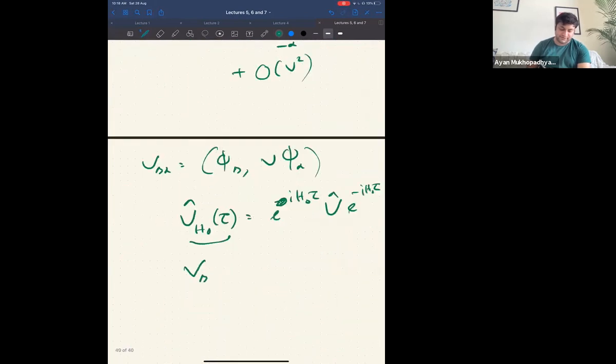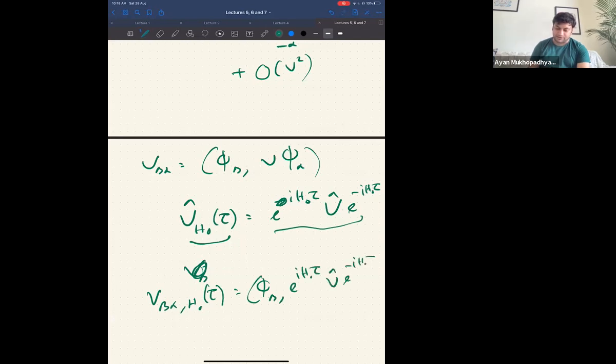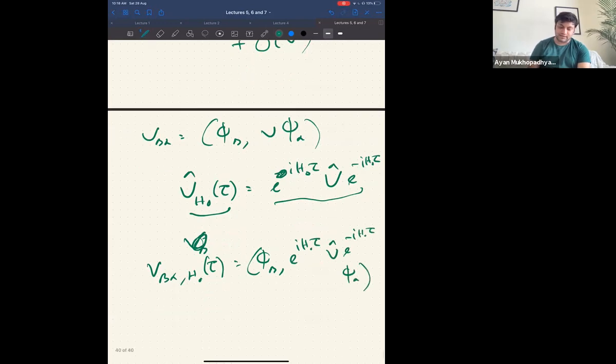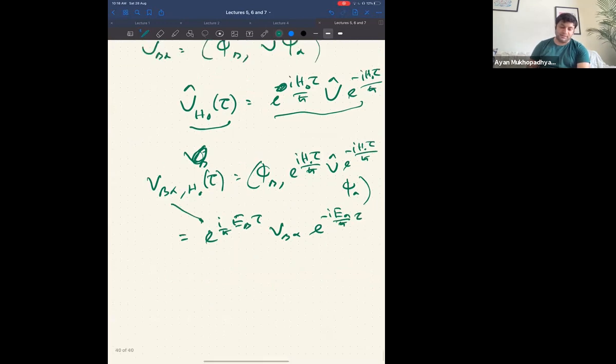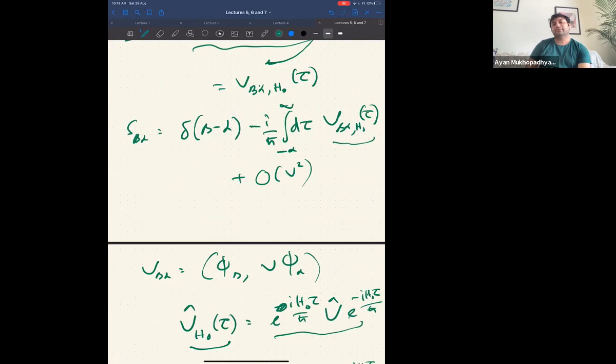So that's why I'm taking time here again to explain this. If this is so, then V beta alpha H0 tau is nothing but equal to the matrix element of this object, phi beta e to the power I H naught tau, V hat, e to the power minus I H naught tau, phi alpha, right? And this object is nothing but e to the power I by h bar E beta tau, V beta alpha, e to the power minus I E alpha by h bar tau. I always sometimes forget to write these bars. So this is a matrix element, and what I'm integrating here is this matrix element, right? Does that answer the question?